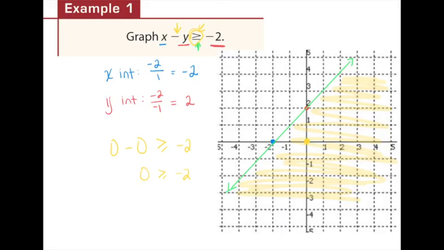So that is doing this in standard form. In standard form, you pick your intercepts, graph those, and then shade accordingly. But you have to be careful that you pay attention to what's in front of your y. All right, let's look at example 2, graphing in slope-intercept form.